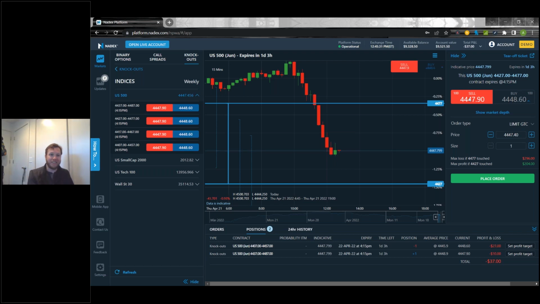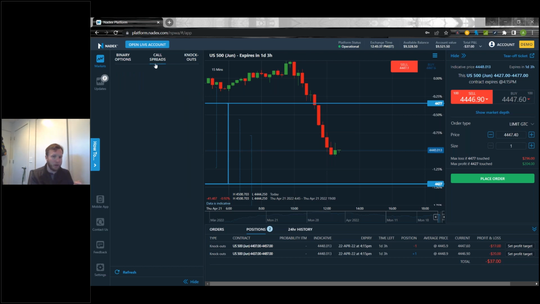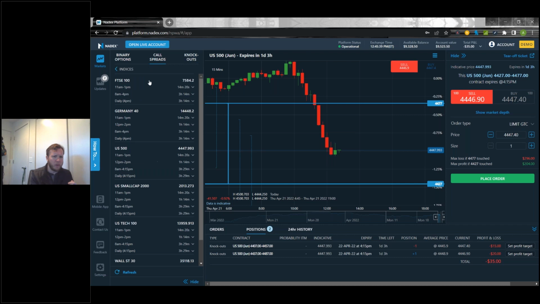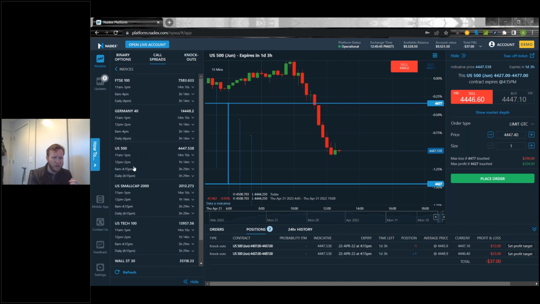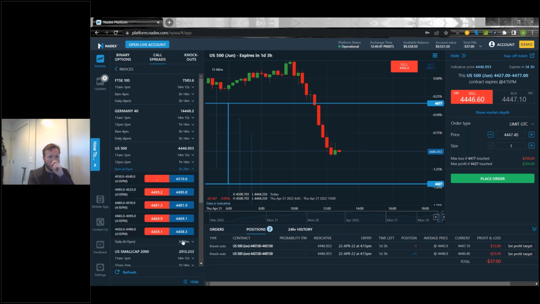We can contrast this by looking at the call spread. So let's pull up call spread contracts on the US 500, right? Same exact market. We can go in call spreads. We have all of our indices here. We can go to the US 500. Let's do one that ends at 415 today. So there are a little bit more, but we can already see, right?